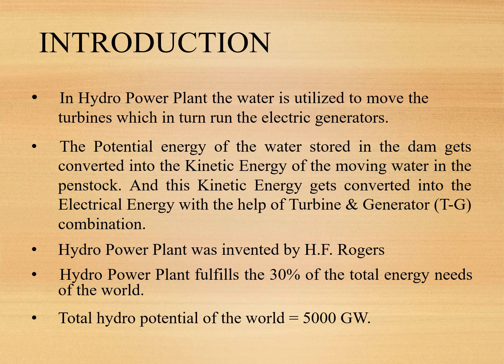In a hydropower plant, the water is utilized to move the turbines, which in turn run the electric generators. When the water moves towards the turbine, the turbine starts to rotate and it helps to generate electricity in the generator. So the potential energy of water stored in the dam gets converted into the kinetic energy of the moving water in the penstock. The kinetic energy gets converted into electrical energy with the help of the turbine and generator. TG is nothing but turbine and generator, so both combinations are given here.